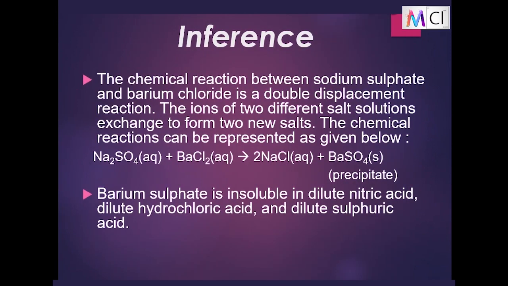The chemical reaction between the sodium sulfate and barium chloride is a double displacement reaction. The ions of two different salt solutions exchange to form two new salts. The chemical reaction can be represented as sodium sulfate plus barium chloride giving sodium chloride plus a white precipitate of barium sulfate. Barium sulfate is insoluble in dilute nitric acid, dilute hydrochloric acid and dilute sulfuric acid.